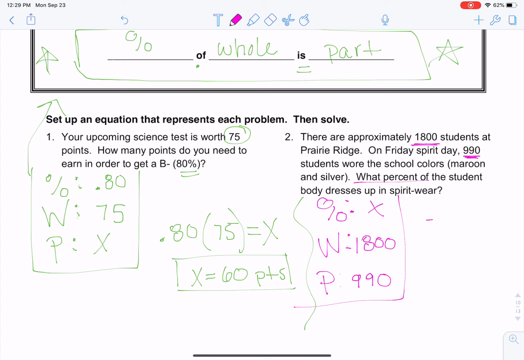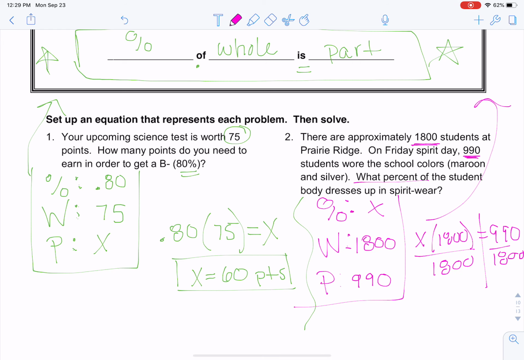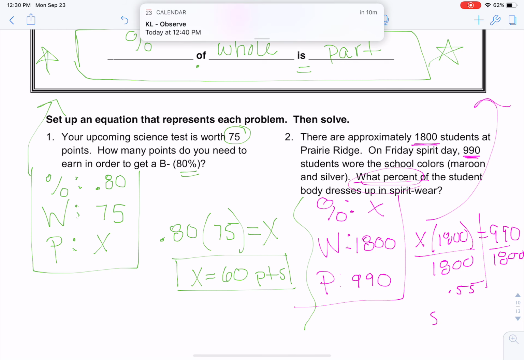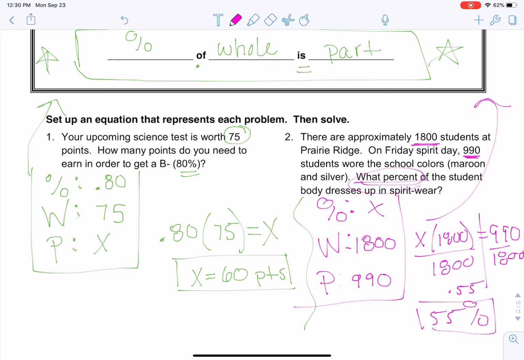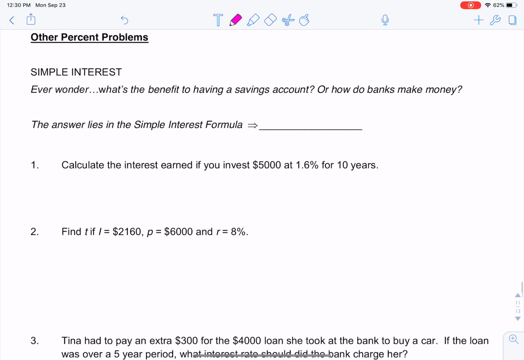All right, let's plug it into our formula. So x, the percent, of the whole amount, equals the part. Now I have to do some division. I need to get x by itself, so I'm going to divide both sides by 1,800. So I have 990 divided by 1,800, and I get 0.55. Now they were looking for a percent, so I need to convert that to a percent. I get 55%. Okay? Simple percent problems. Let's talk about a more complex one.